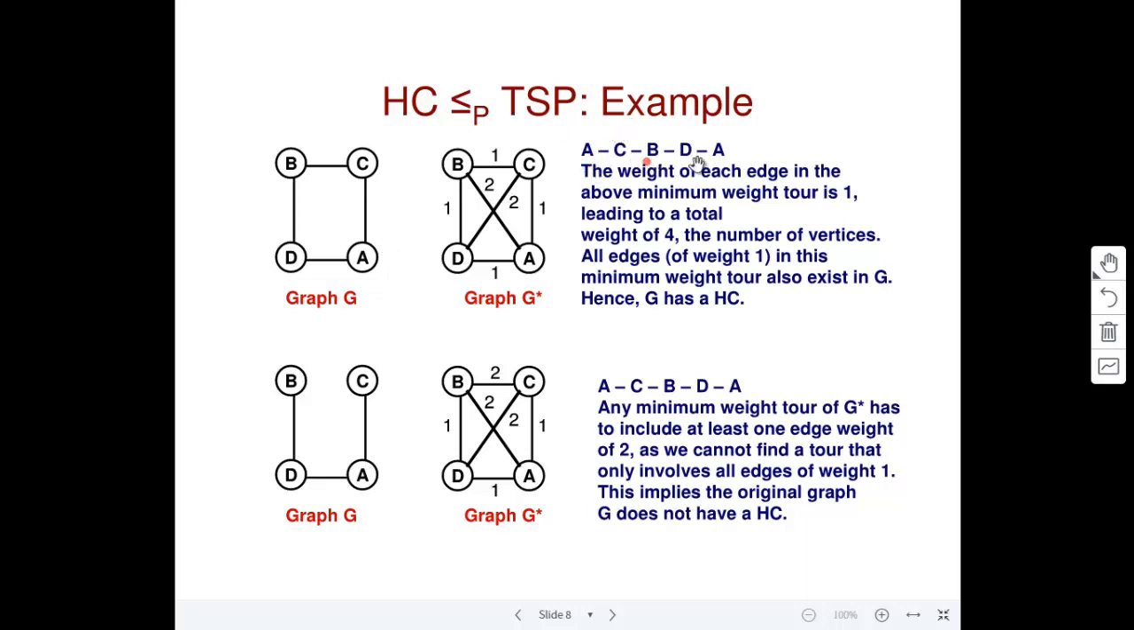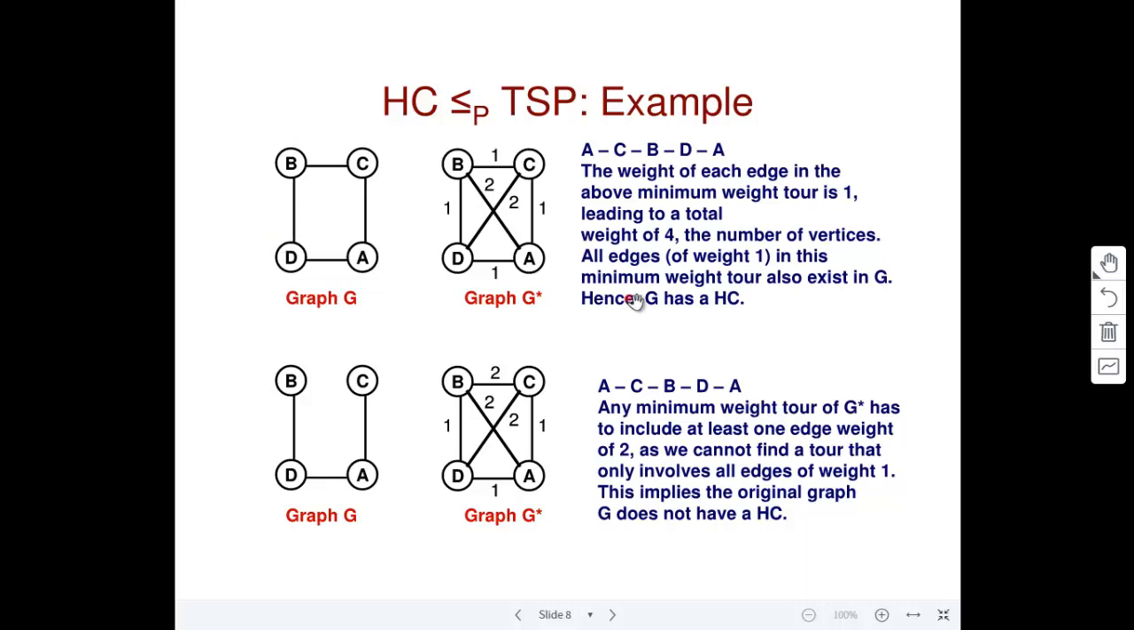Now, if all the edge weights add up to the number of vertices, that means every edge is of weight 1, then that means all the edges that are part of the tour are also part of the original graph. That means we can say the original graph has a tour because all those edges are part of the original graph, and we have come up with the tour for the original graph. So we have a yes or no answer. In this case, yes answer if all the edge weights add up to the number of vertices.